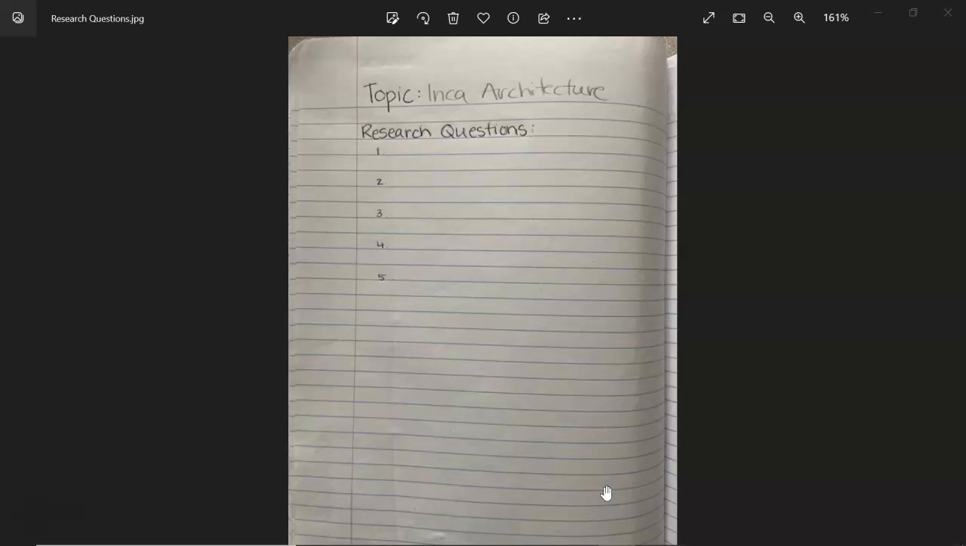Because if those questions are coming to your mind, chances are they might also pop into your reader's mind. So now what I want you to do is go ahead and spend no more than 5 minutes trying to come up with some research questions, things you're curious about related to your topic. Again, this is the first graded page. I'm going to be looking at these just to see that you did it when I grade your research notes.